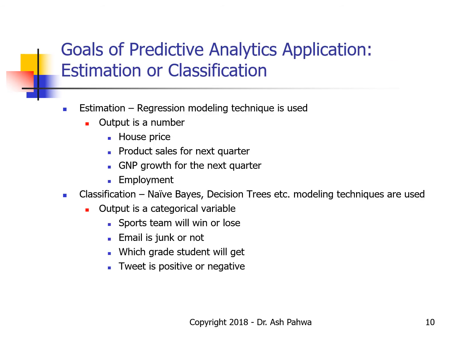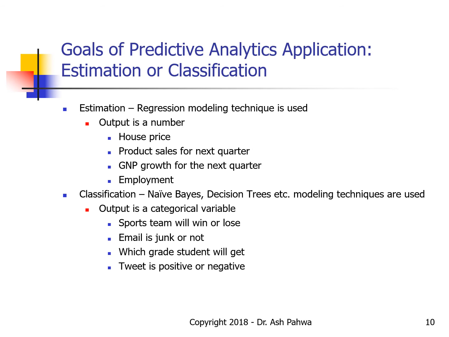So now let us look into the goals of a predictive analytics application. There are two different types of goals. One is estimation, the other one is classification. Estimation basically means that we are predicting a number, and this is usually the output of a regression. It could be the price of a house, product sales, gross national product, employment number, or whatever the case may be. But the output is a numerical number.